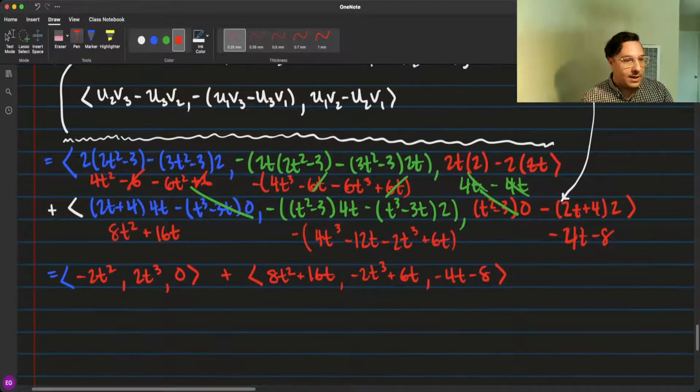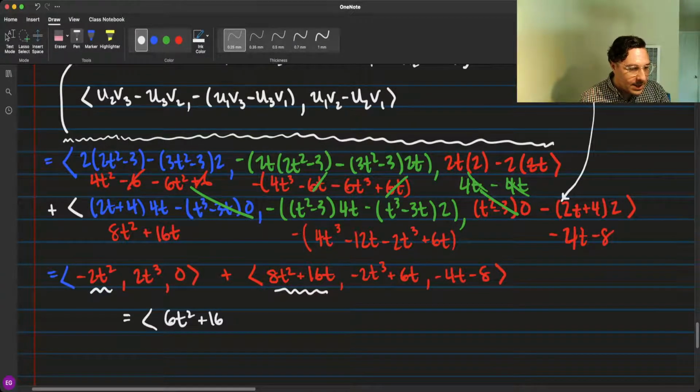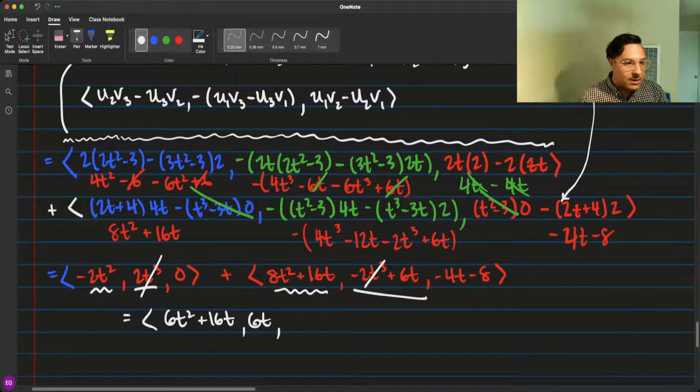Okay, and then you add those two vectors together, by components. You take the x components and add them together, so it's going to be 6t squared plus 16t. Then you add these components together, the 2t cubed and the minus 2t cubed cancel, leaving you with 6t. And then the 0 plus that one will be minus 4t minus 8. Boom! There's your vector.